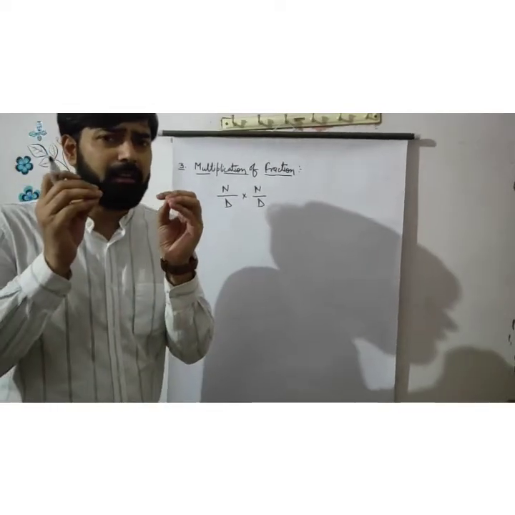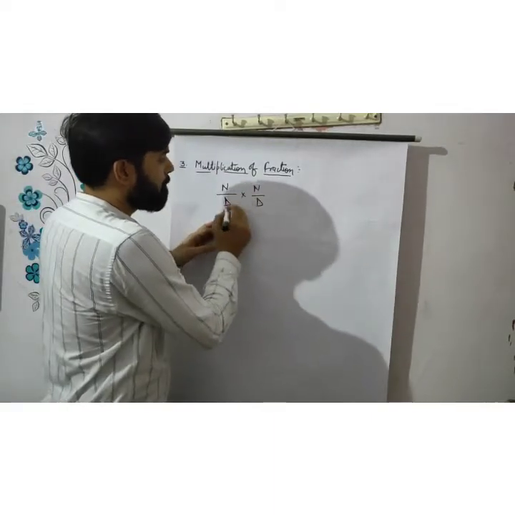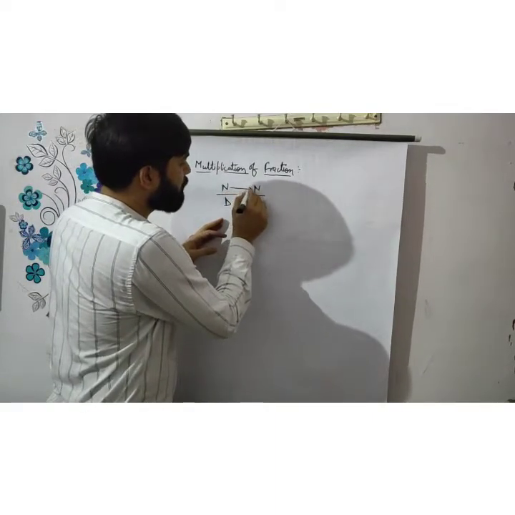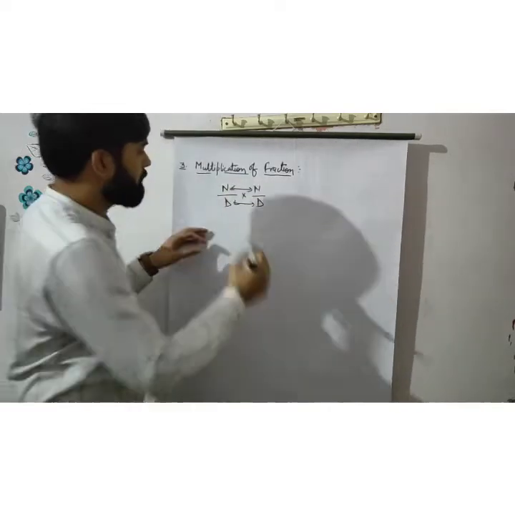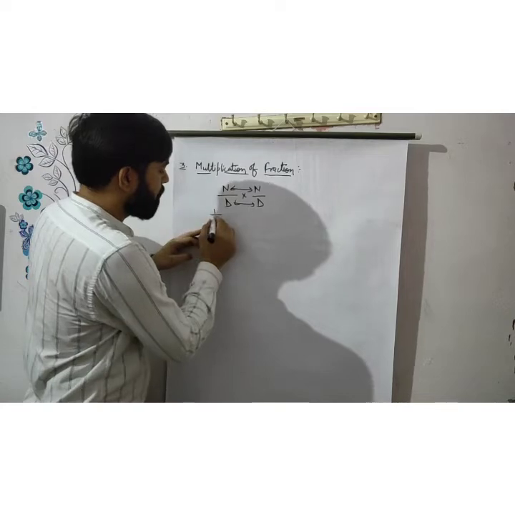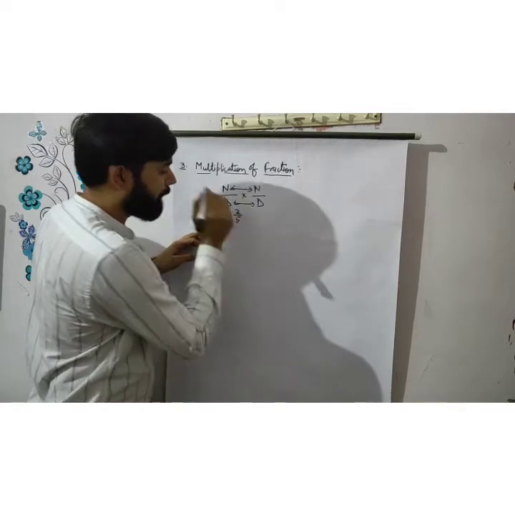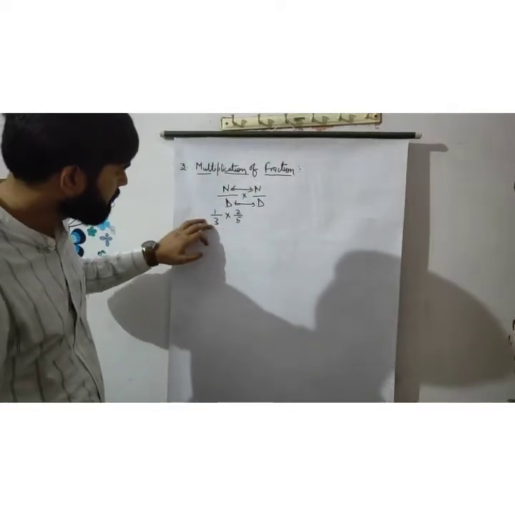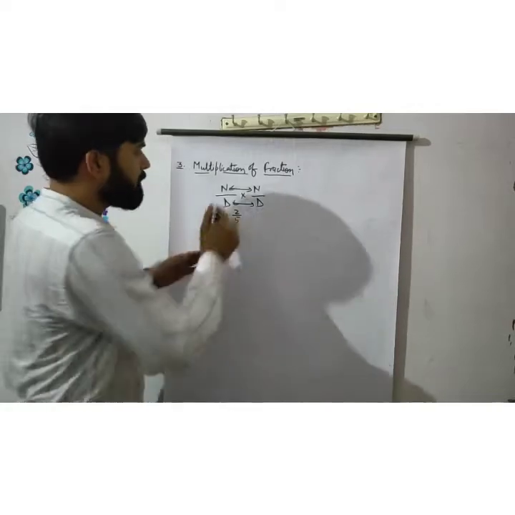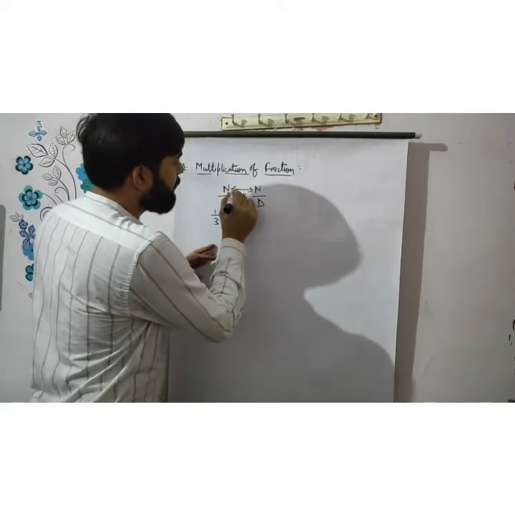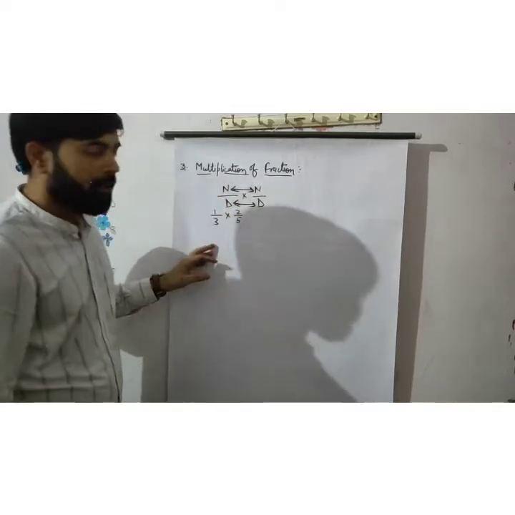We can multiply by a very easy method. In this method, we only multiply numerator by numerator and denominator by denominator. Suppose in one question we have 1 upon 3 multiplied by 2 upon 5. Look here, 1 upon 3 multiplied by 2 upon 5. So what does this method say? It means you multiply numerator to numerator and denominator to denominator.